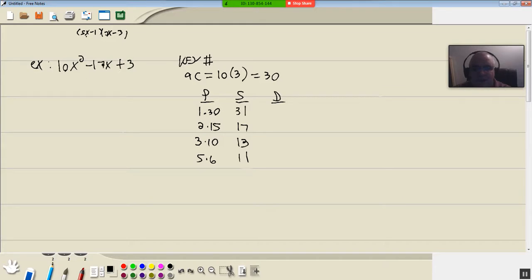Sorry, I was thinking what number I was looking for. 17. Okay, it's right there. 30 minus 1 is 29. 15 minus 2 is 13. 10 minus 3 is 7. 6 minus 5 is 1.